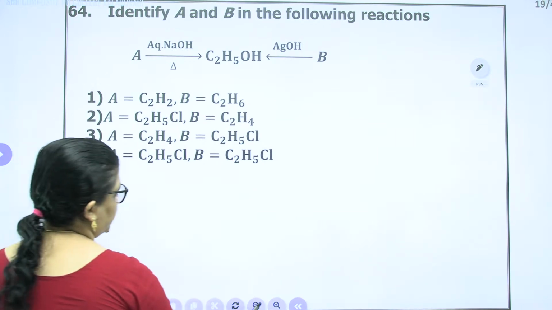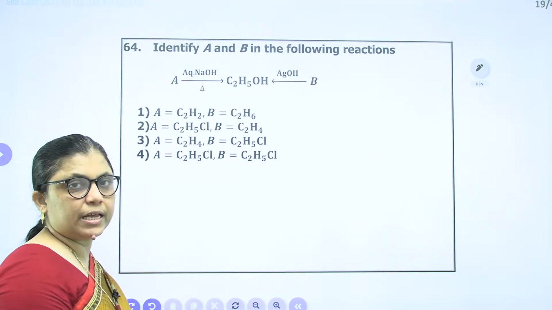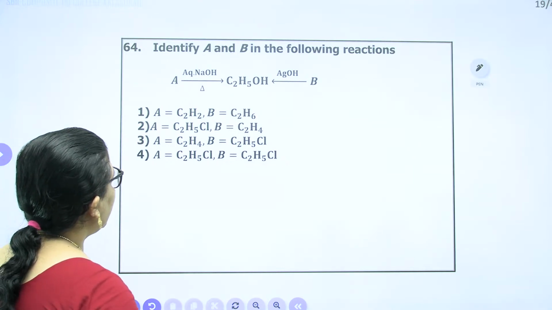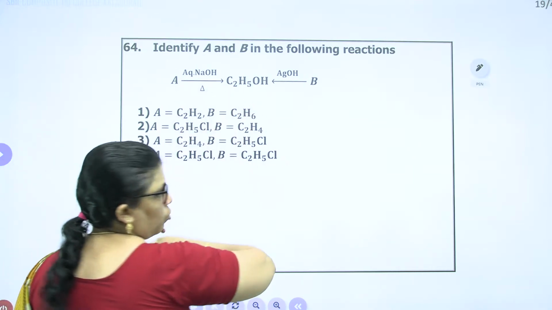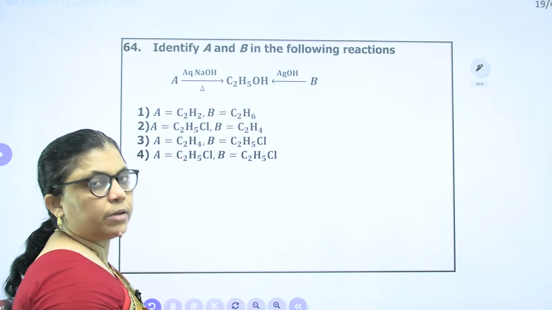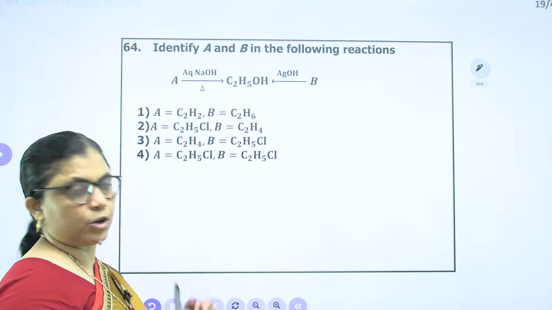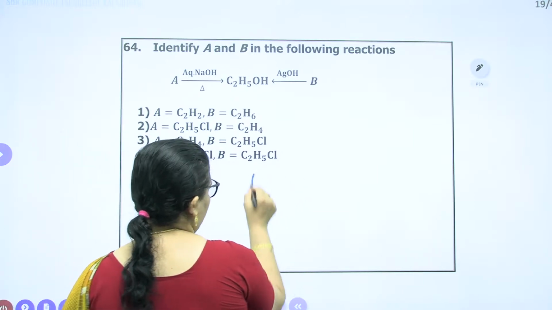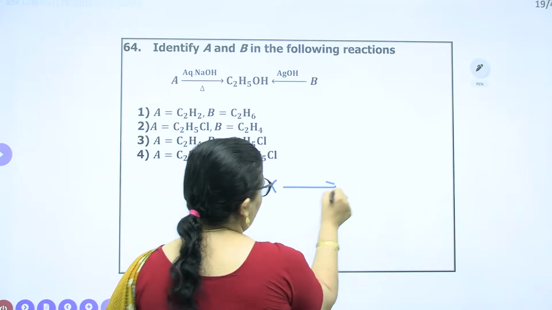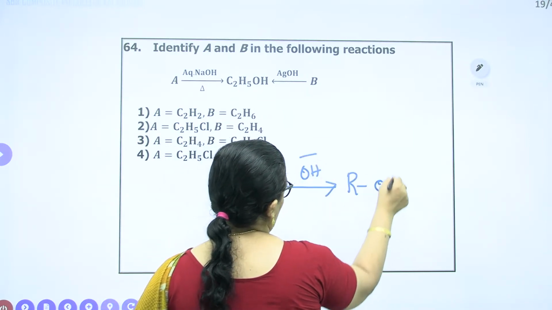64. Identify A and B in the reaction. A with aqueous NaOH gives alcohol. B with AgOH gives alcohol. It means that alkyl halide undergoes nucleophilic substitution reaction. Alkyl halide on nucleophilic substitution reaction is converted into alcohol.